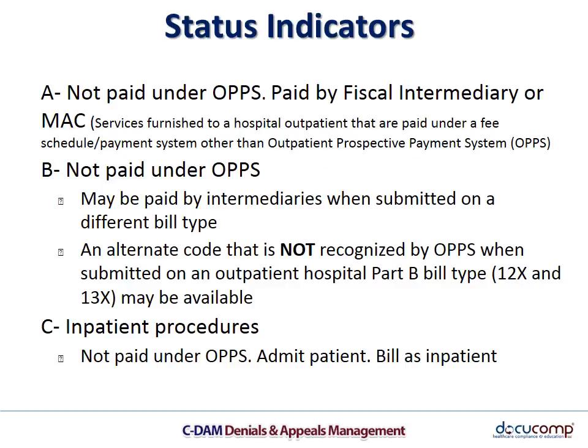If a CPT or HCPCS code has a status indicator of B, it means it's not paid under the Outpatient Prospective Payment System. That may mean that there may be an alternate code, or it may be paid by intermediaries when submitted on a different bill type.